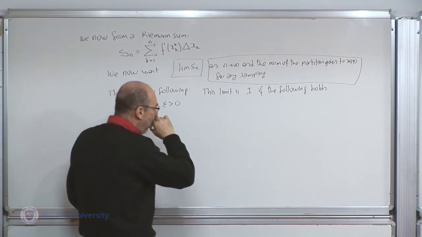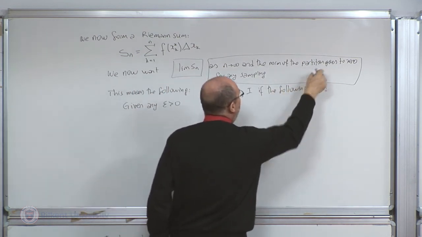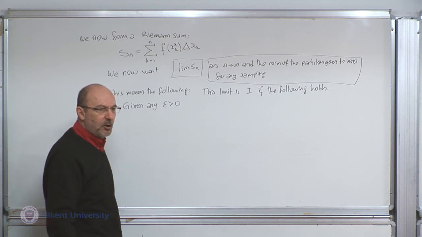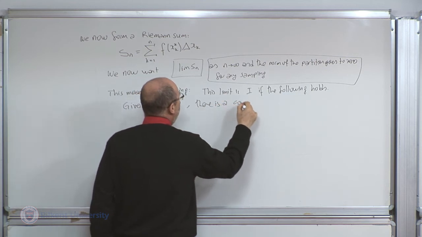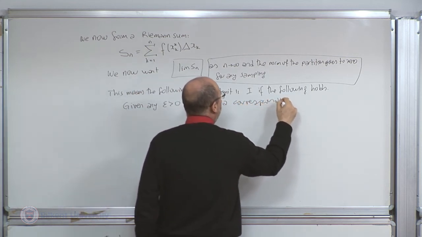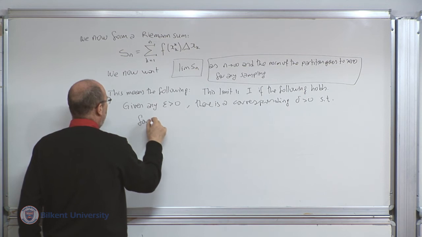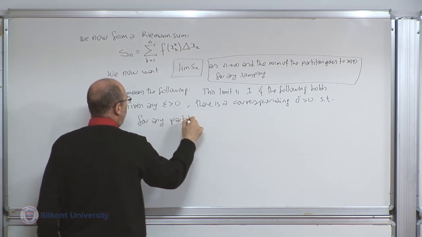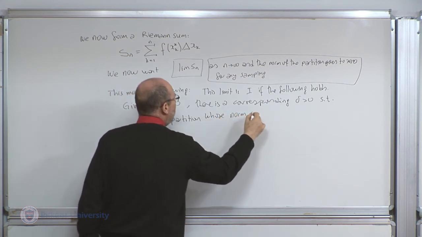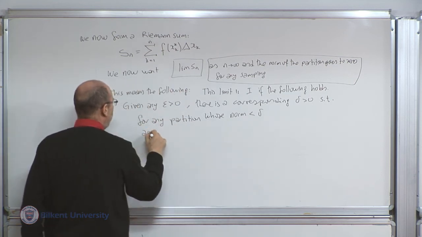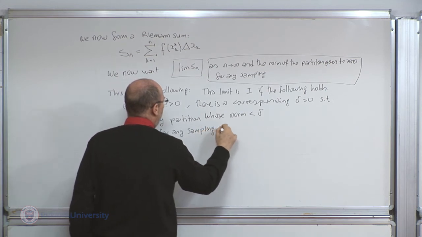there exists a delta. So here you see the partition goes to 0. It means that you will take smaller partitions. There is a corresponding delta positive, such that for any partition whose norm is less than delta, and for any sampling of this partition.